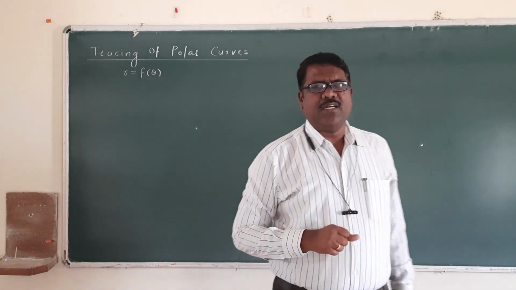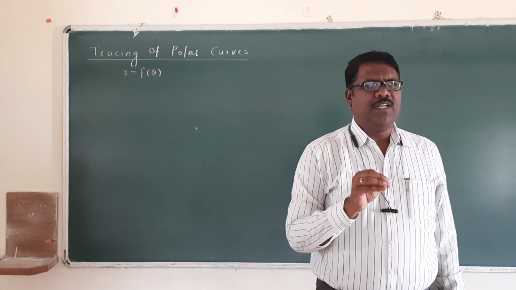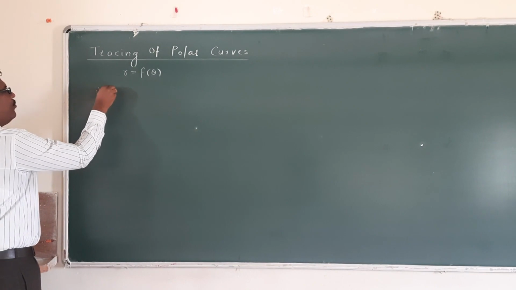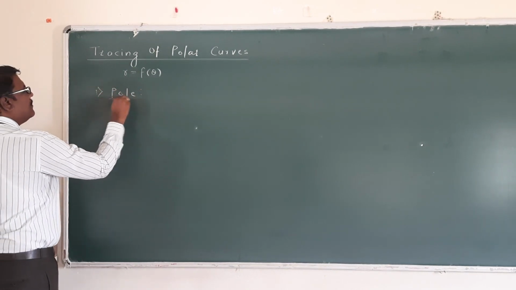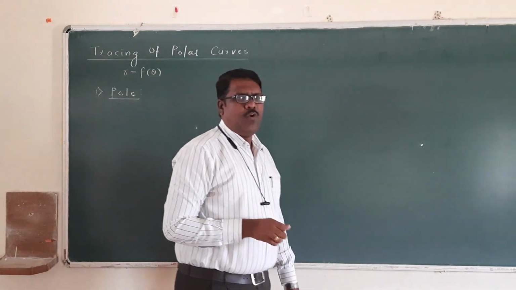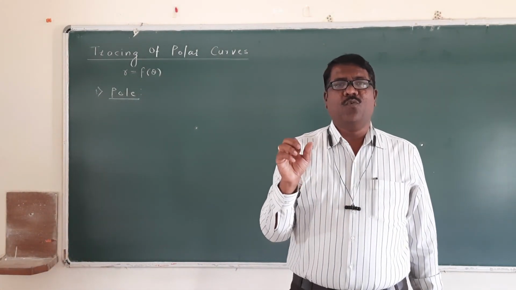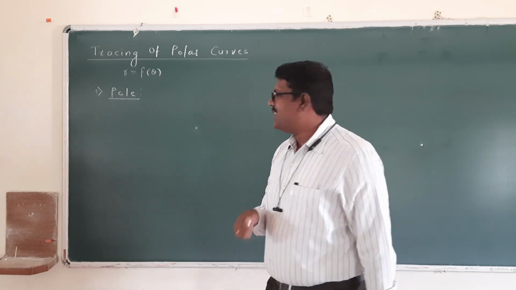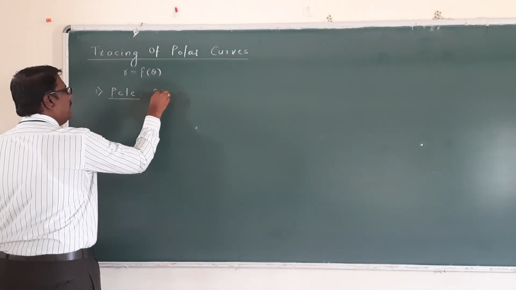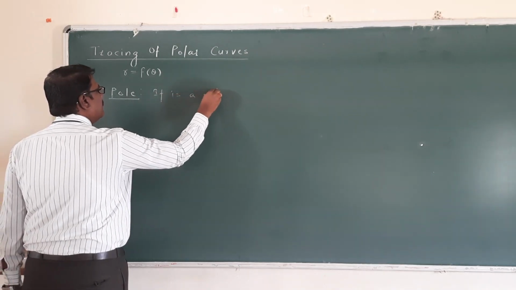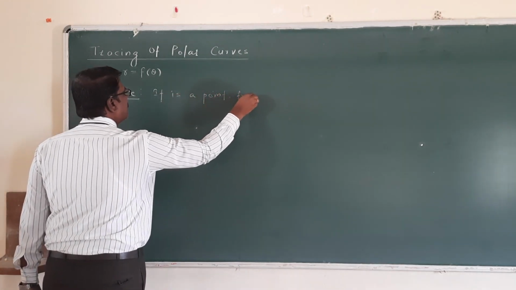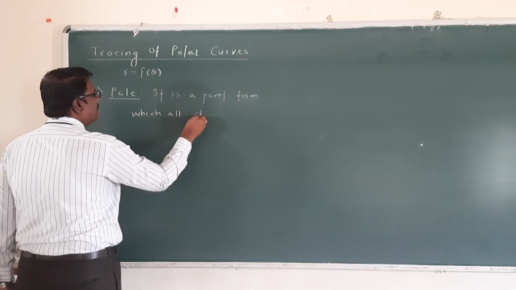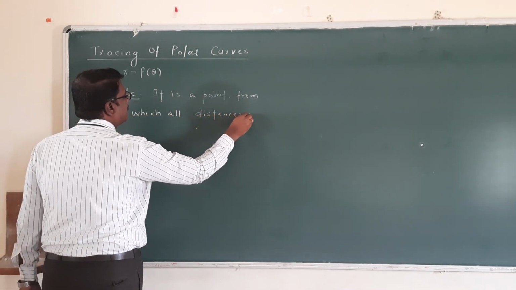Now for polar curves, there are some basic things we need to study first. The first definition is the pole. So what is the pole? Pole is a point which is called the origin in the Cartesian system. So pole is a point from which all distances are measured.